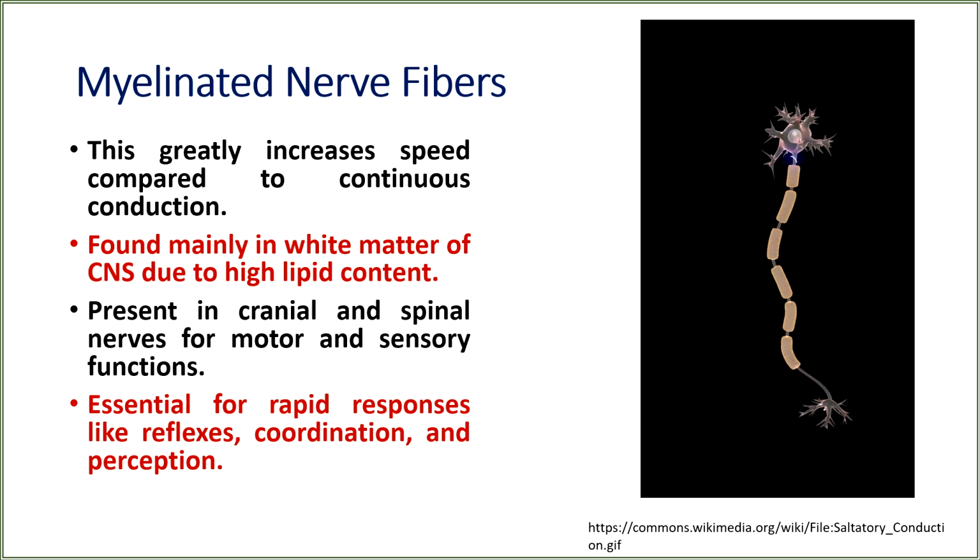As you see here, the saltatory conduction in this video greatly enhances the speed of conduction, or the velocity of transmission, compared to continuous conduction. The myelinated fibers are predominantly found in the white matter of the central nervous system, and here this appears white due to the high lipid content of the myelin.